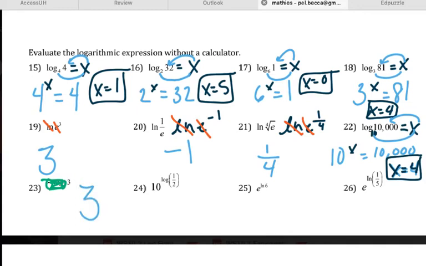Same thing here. This thing has a base of 10, and there's a 10 here and a 10 here, so the answer is just 1/2. Just like before, e and ln cancel, leaving you with its number, which is 6. And once again, e and ln cancel, leaving you with the number 1/5.